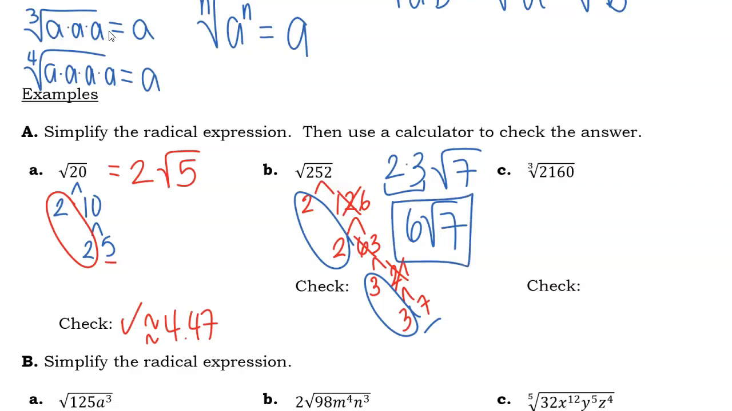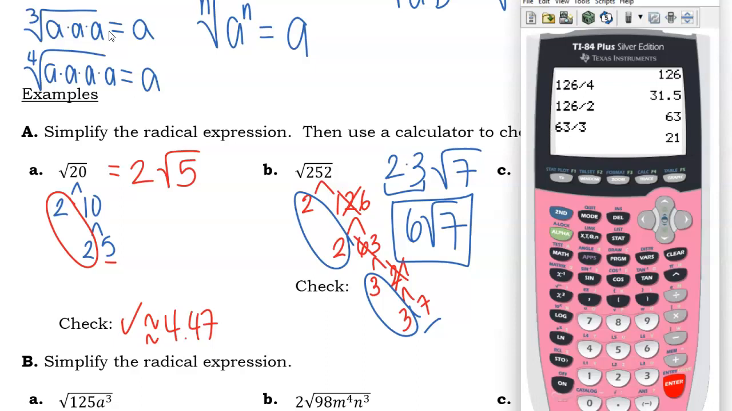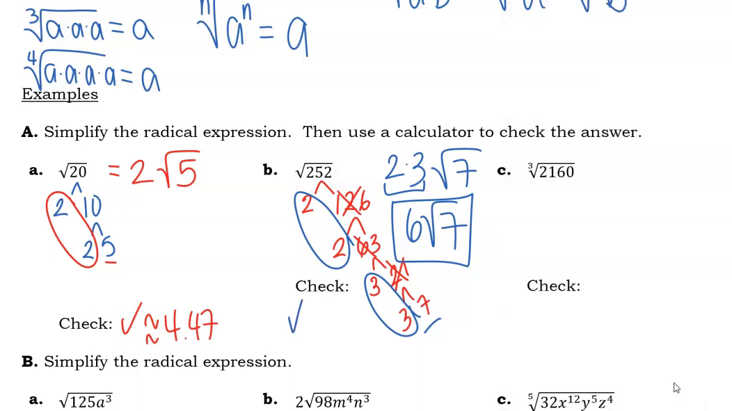So I'm going to check it again on the calculator. I'm going to do the square root of 252, and that comes out to 15.8-ish. 6 root 7 also comes out to 15.8-ish, so I know that my answer checks. I'm going to say 0.9 because I know there was a 7 after that 8.